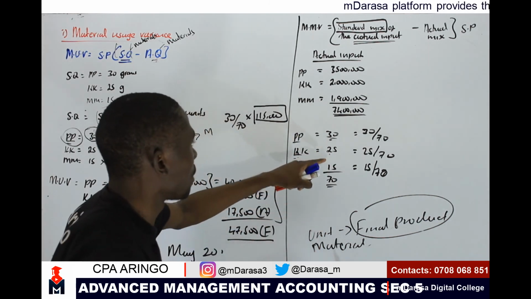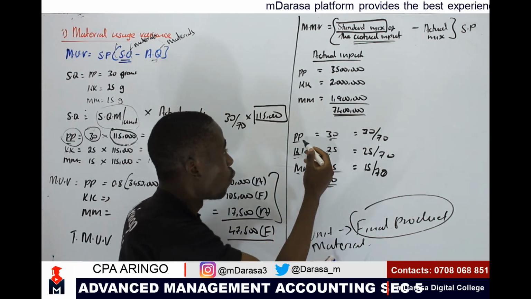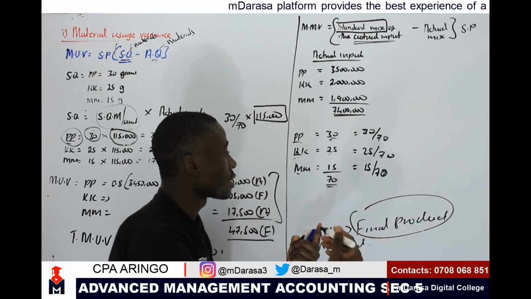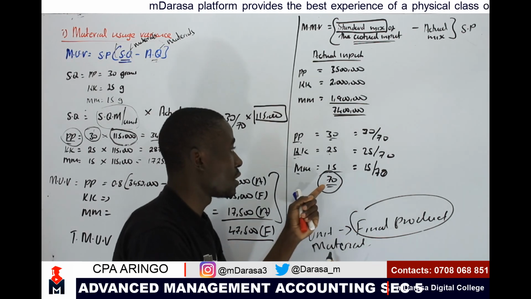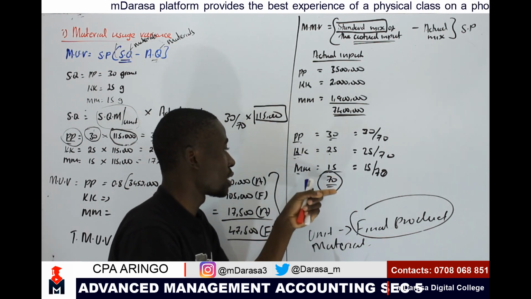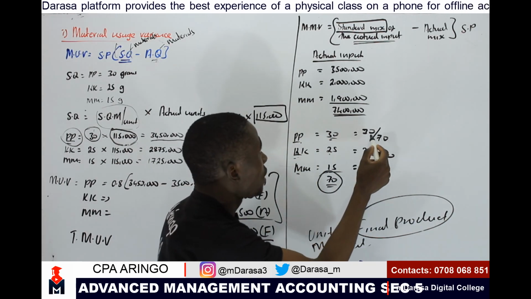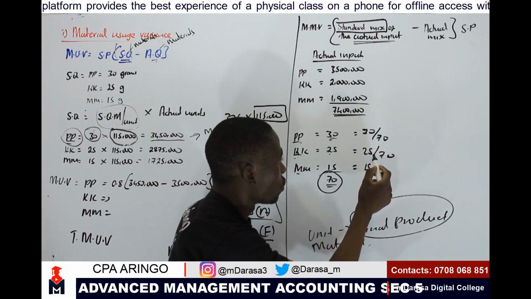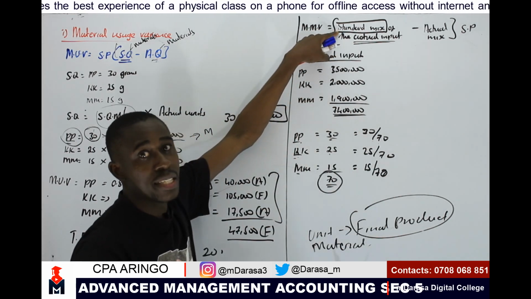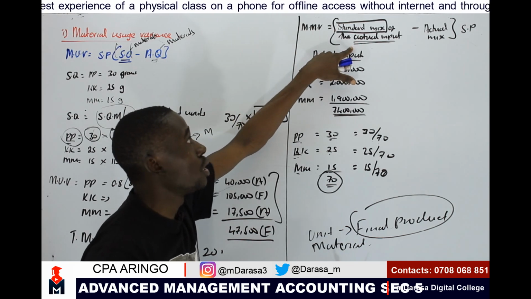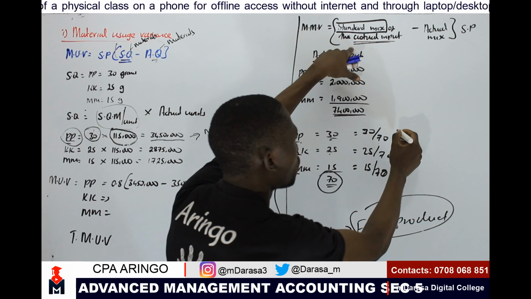So how will I determine the mix? The mix is kind of the portion. For me to produce 1 unit complete, I required 70 grams, and the portion of PP in the 70 is 30. That's why I'm having 30 of 70, 25 of 70, 15 of 70 to give us the standard mix. Standard mix of the actual input. And our actual input in this case was how many?